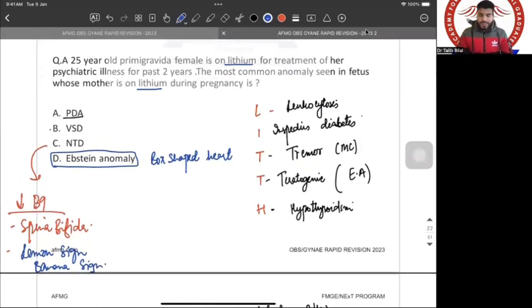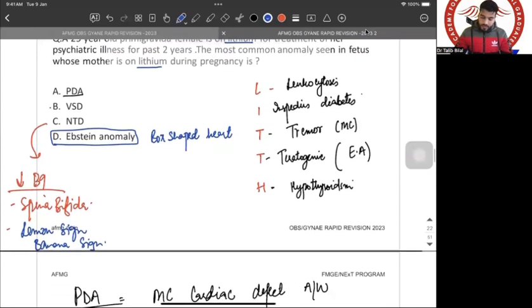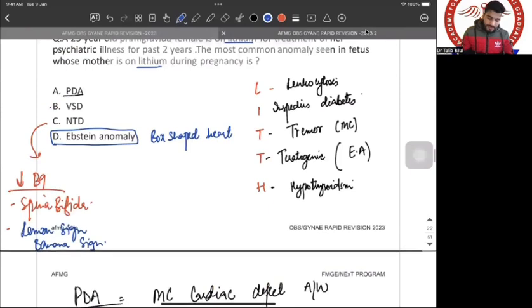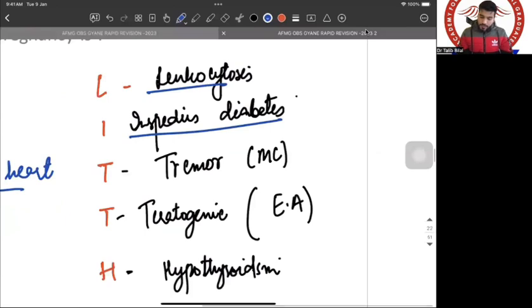VSD, guys, is associated with multiple conditions. It's also associated with the infant of a gestational diabetic mother. Okay, let's move to the next question, guys. So Ebstein anomaly, and this box-shaped heart is due to ventricular hypertrophy. Okay, so leukocytosis, diabetes insipidus, I will add one point here, guys. Diabetes insipidus, you already know, is due to deficiency of antidiuretic hormone. Okay, guys?